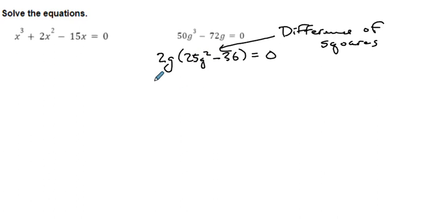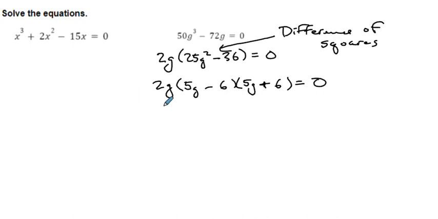All right, so this is going to give me 2g, and then I know because it's a difference of squares, I'm going to have two sets of parentheses. One's going to be minus, one's going to be plus, and other than that they're going to look exactly the same, just the signs are different, right? So you take the square root of 25g squared, which is 5g, put that in the front, and then the square root of 36 is 6, and that is your factored form.